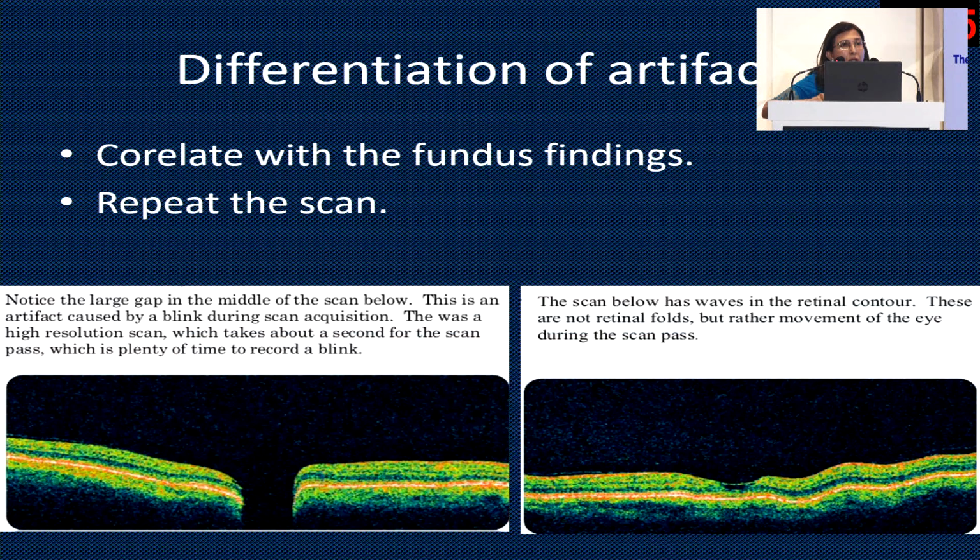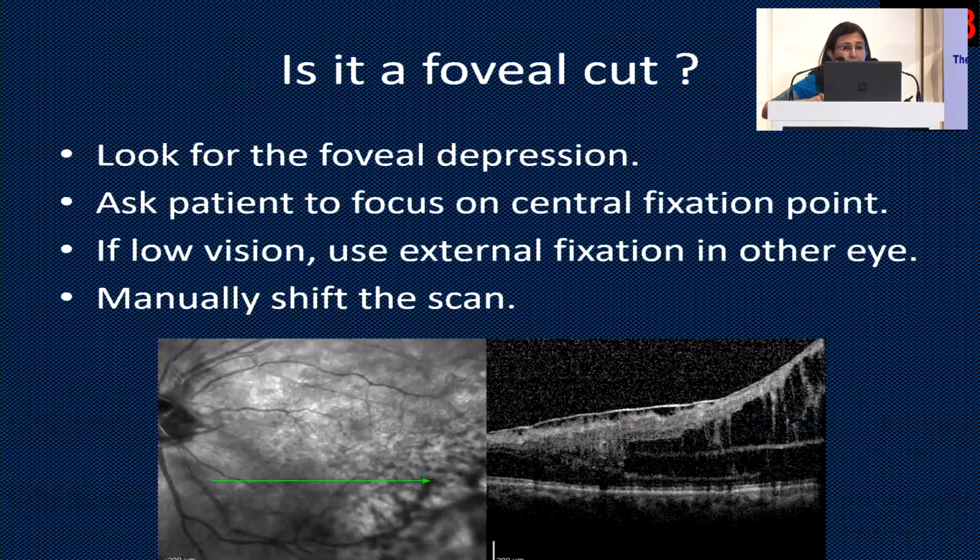Sometimes you will see some features which are not really due to any pathology. So you have to see what they are. Like here, you can see there's a gap here. Here, there's some wave-like structure. So this is because of some artifacts. So whenever you are in any doubt, always look at the clinical picture. If you feel it is not correlating, then repeat the scan again. This can be due to eye movements or any blink or any other problem.